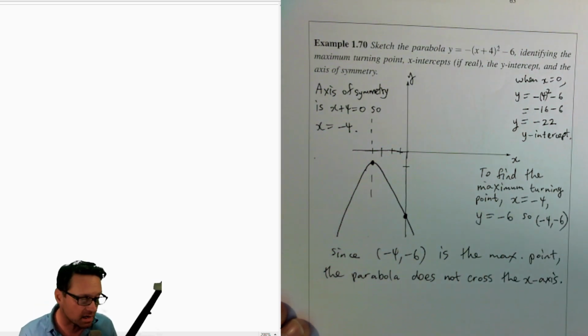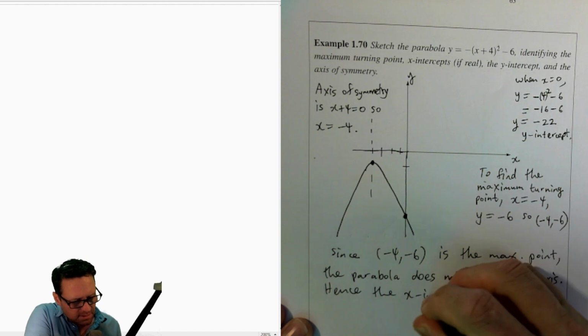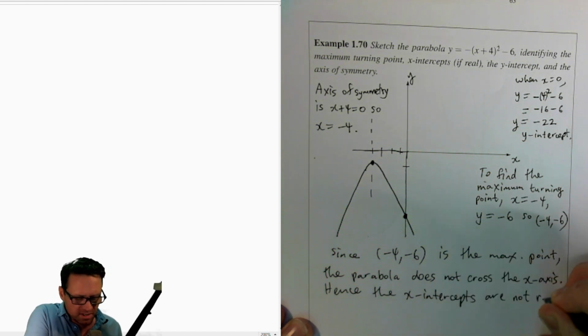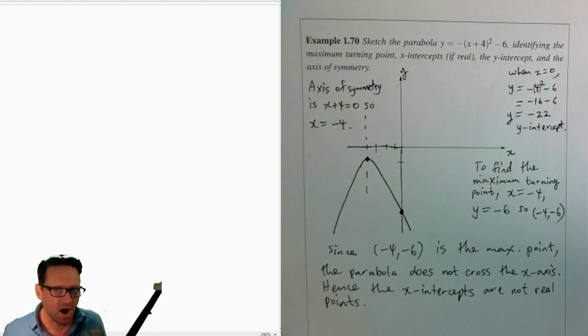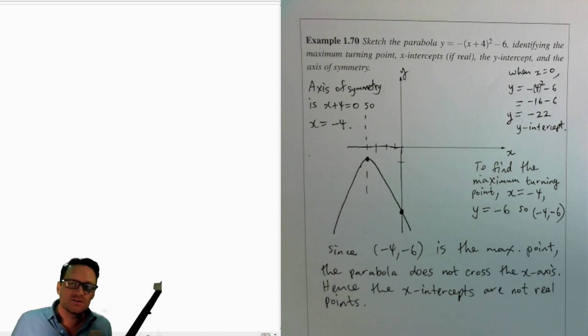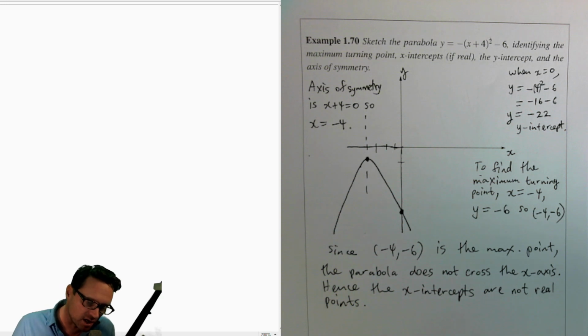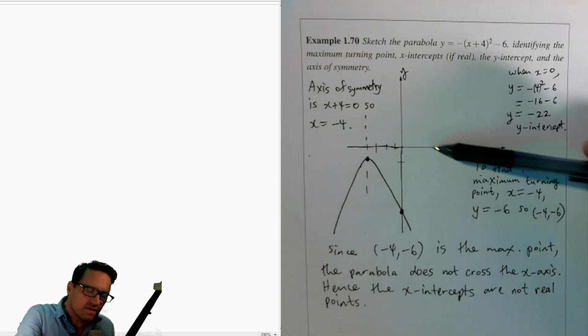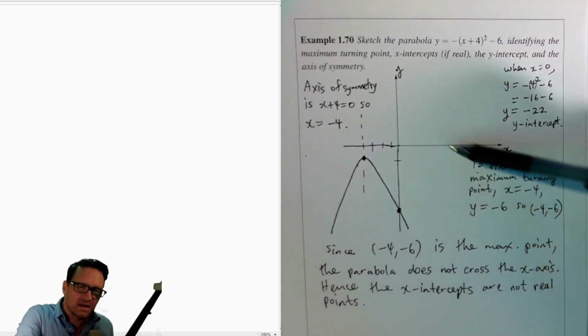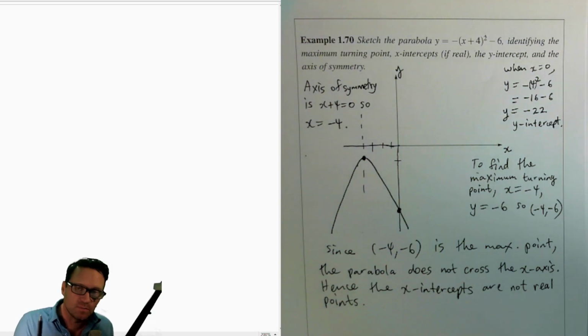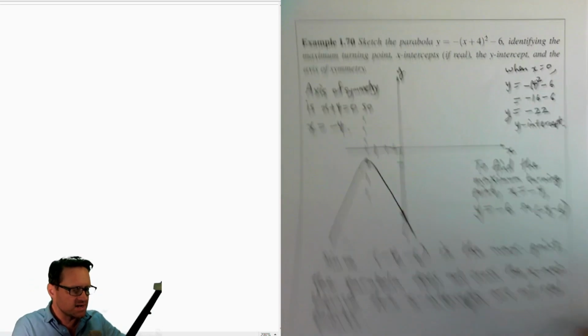Okay, so what does that mean? Hence, the x-intercepts are not real valued points. Okay, so I'm going to write not real points, but it just means that the coordinates are not real numbers. We would be required to take the square root of a negative number to obtain them, and so they don't show up here on the x-axis as real points. All right, let's move on to the next page.